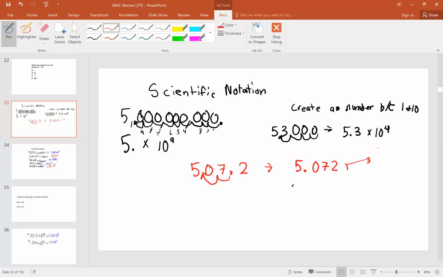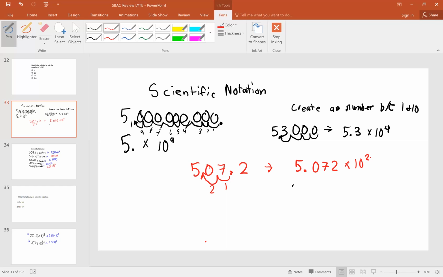10 to the third power. Oh, I made a mistake, didn't I? It's not 10 to the third power. I only moved twice. It's 5.072 times 10 to the second power. I just count the number of places that I moved the decimal. So be very, very careful with that.